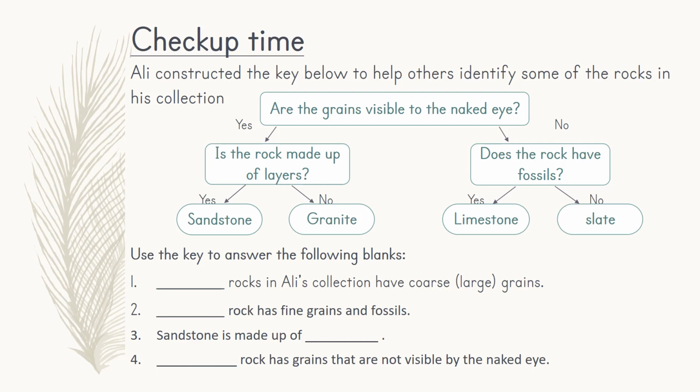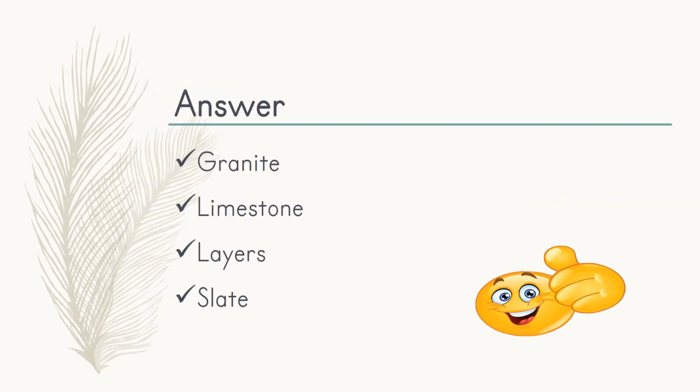Use the key to answer the following blanks. Dash rocks in Ali's collection have coarse or large grains. Dash rock has fine grains and fossils. Sandstone is made up of dash. Dash rock has grains that are not visible by the naked eye. Let's check the answer key.